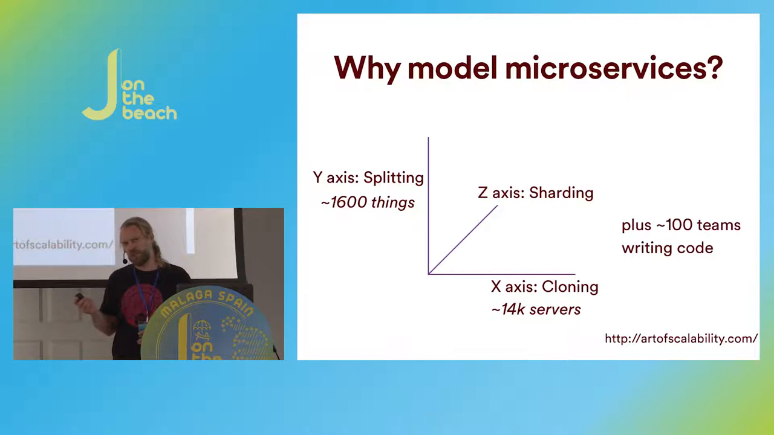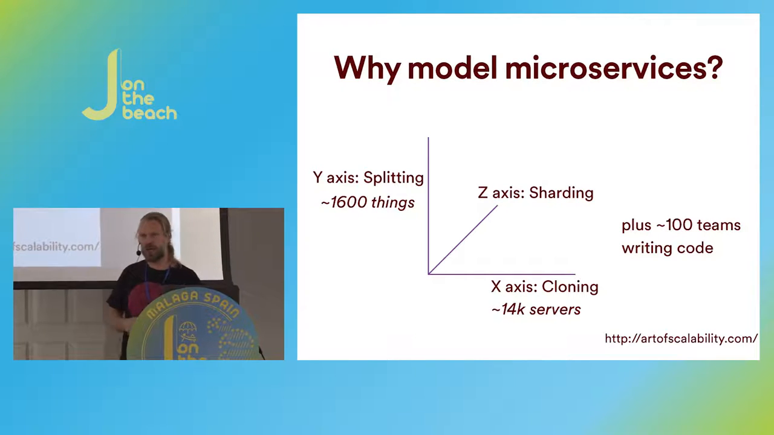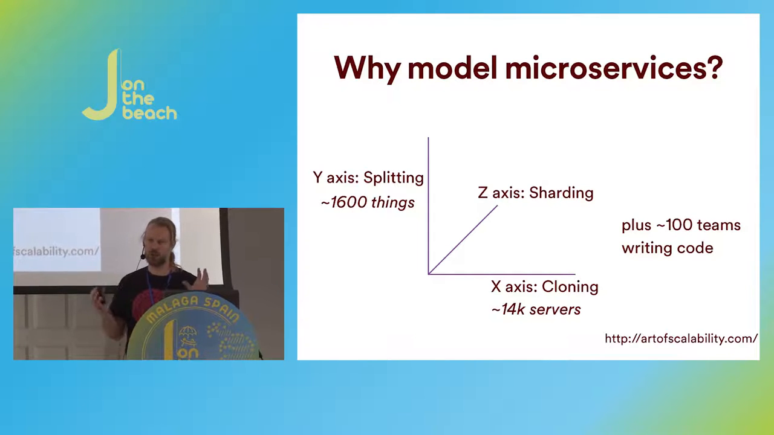Another aspect that's really relevant, and that isn't part of the scalability cube, would make it a four-dimensional cube if you added it in as well. I have no idea how to draw that, so I didn't. We have about 100 developer teams that work on adding features to this backend. That also adds to the need for a model for your microservices, where you can collect data about them so that people can understand the system.